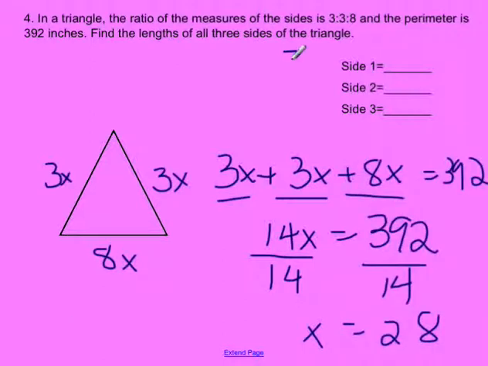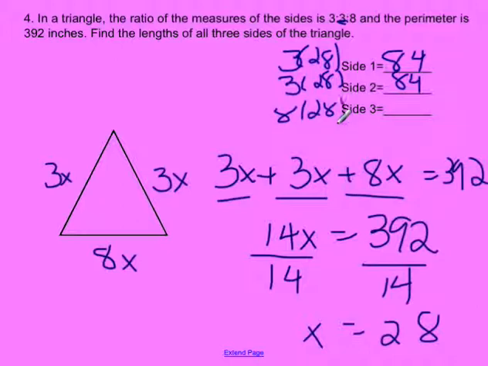So for the first side, I'm going to have 3 times 28, and that's going to give me 84. For side number 2, again, my multiplier is 3, so I'm going to have 3 times 28, so that's 84. And my last multiplier is 8, so I'm going to take 8 times 28, and that's going to give me 112. So if you were to add all of those up, you should get a perimeter of 392. All right, let's take a look at this next one.